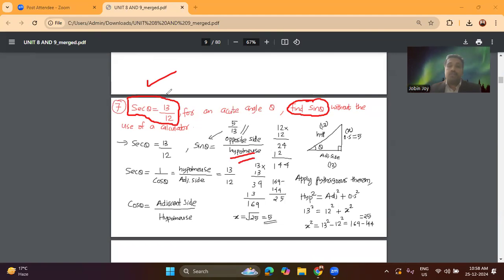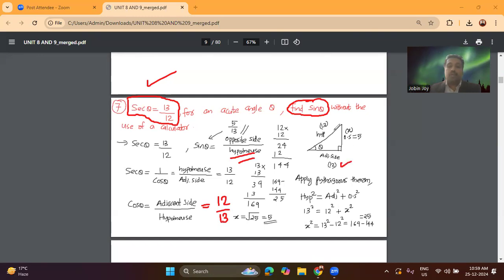Sec theta is given. What is sec theta? Sec theta is equal to 1 by cos theta. What is cos theta? Cos theta is equal to adjacent side divided by hypotenuse. It is given that sec theta is equal to 13 divided by 12. Take the reciprocal, 12 by 13. So cos theta is equal to 12 by 13. So adjacent side is 12.